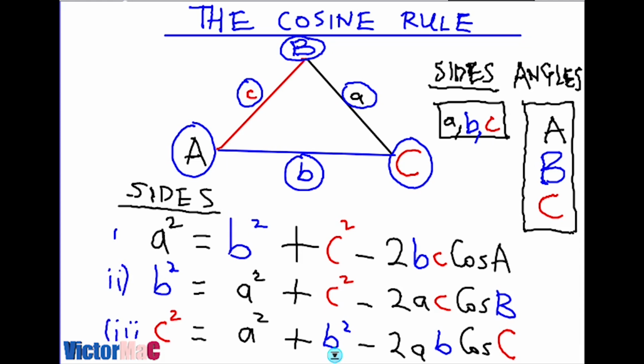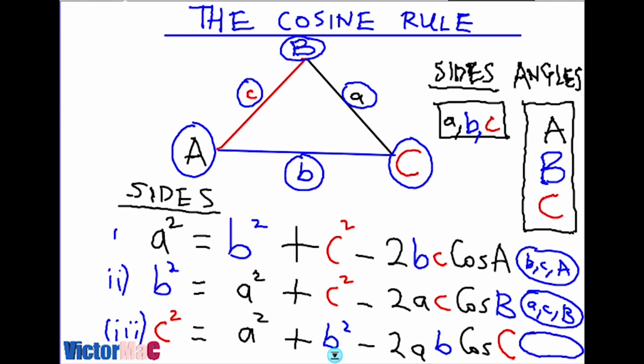In the case of the first one, we apply it basically when we're given side b, side c, and angle A. But for the second one, it's easy to use when we're given sides a, c, and the angle B in the triangle above. And then for the third one, it's easy to use when we're given sides a, b, and angle C in the triangle above.